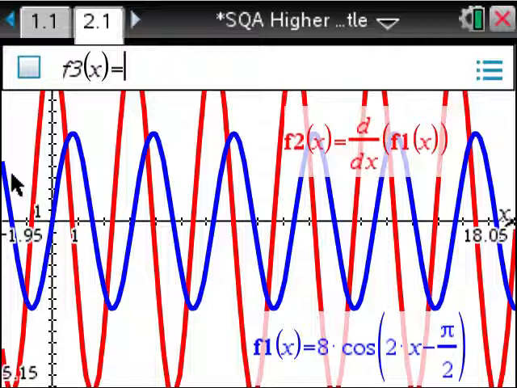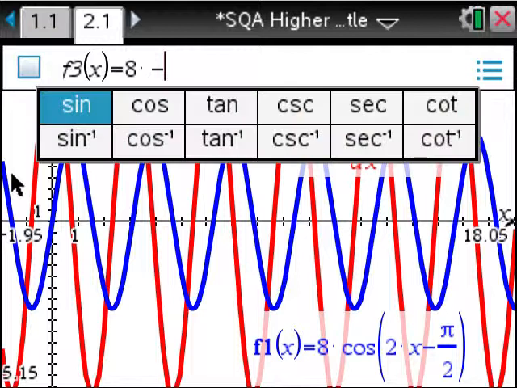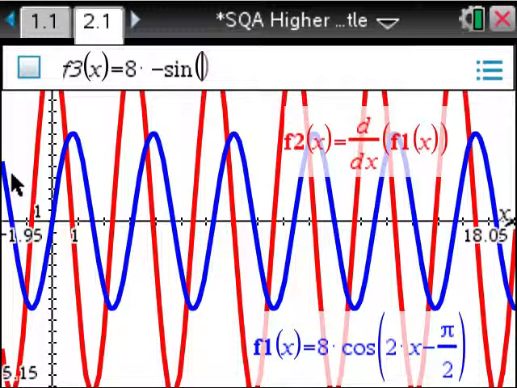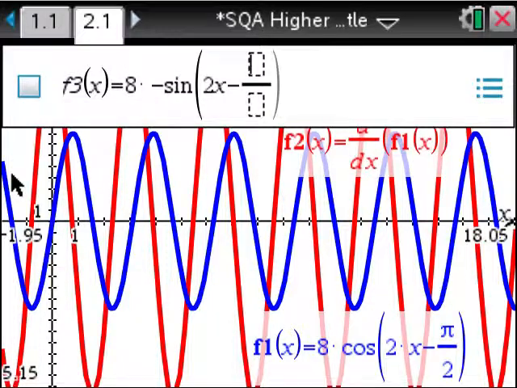So if I was going to differentiate this, I multiply 8. Cos goes to negative sine, so multiplied by negative of sine. The bracket is going to remain unchanged, so that's 2x take away pi by 2. So control divide, pi by 2. Oops, put the 2 in the wrong place.